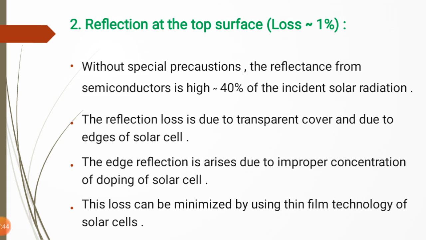So this introduces a loss to the solar efficiency. This loss can be minimized by using thin film technology of the solar cell. With the help of thin film technology, we are able to obtain a uniform thin film. That means we are able to avoid the different defects or improper concentration of the doping material. If we use thin film technology for the solar cell, then there is a formation of a uniform thin film, that is a proper thin film concentration. So this loss can be minimized with the help of that technique.